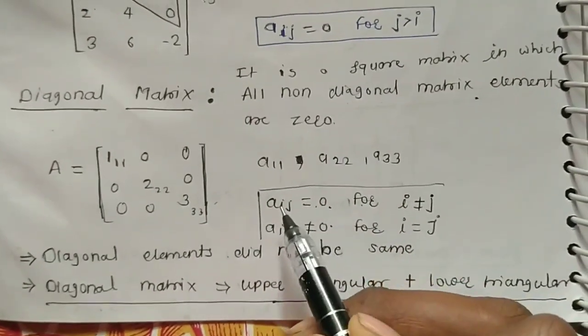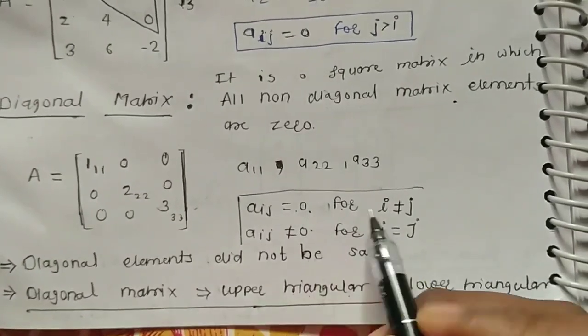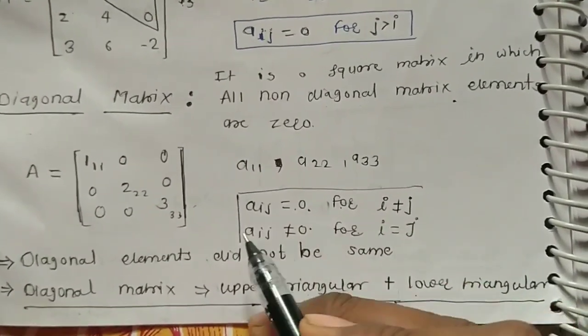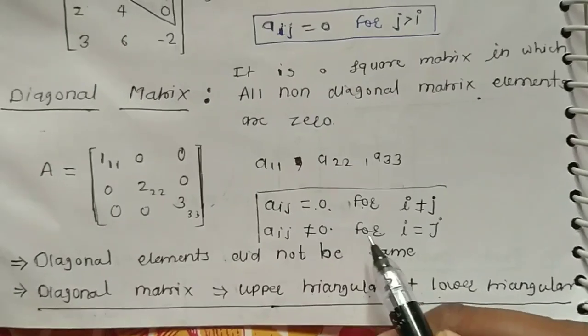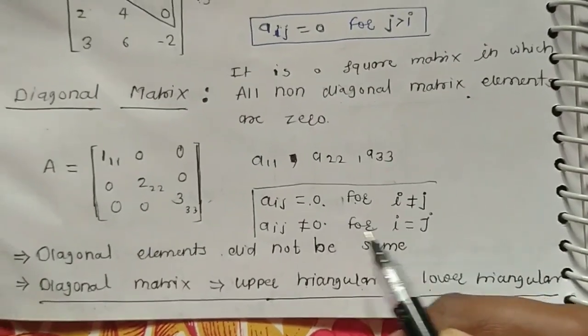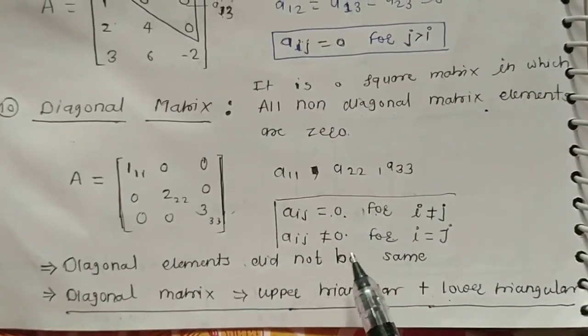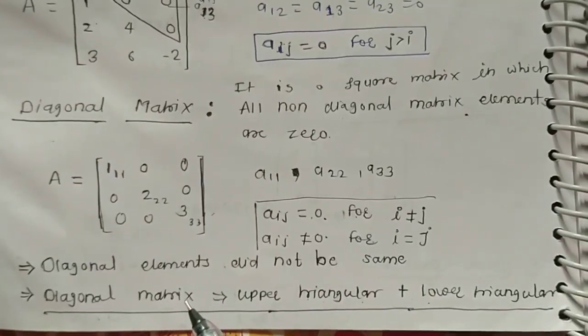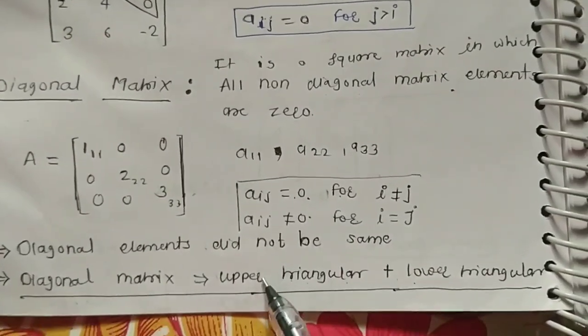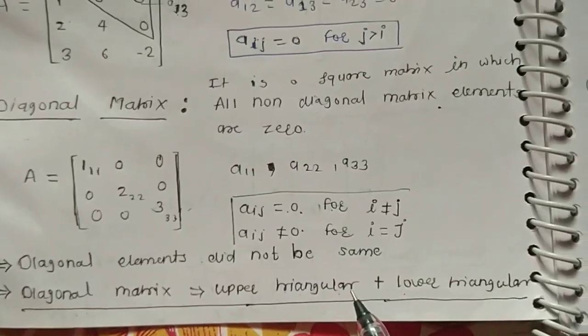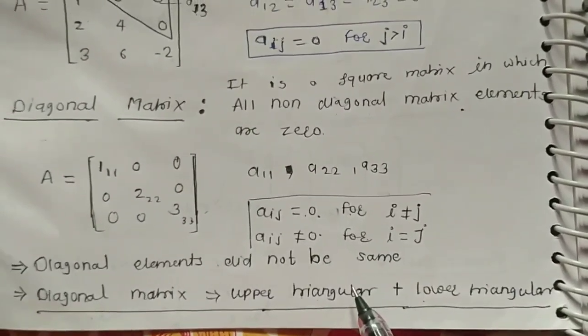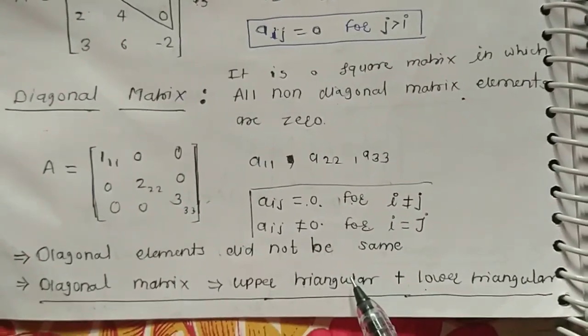So here, Aij is equal to 0 for i not equal to j, and Aij is not equal to 0 for i equal to j. The diagonal elements need not be the same, and a diagonal matrix is equal to an upper triangular matrix plus a lower triangular matrix. So keep in mind these sentences, very important.